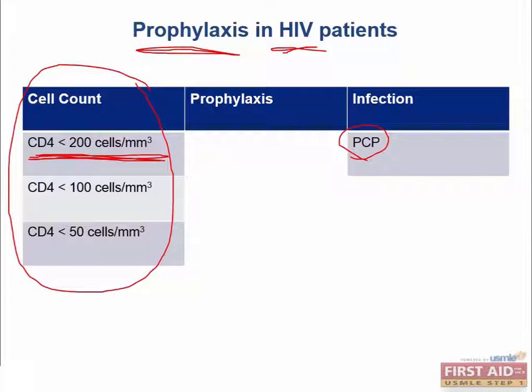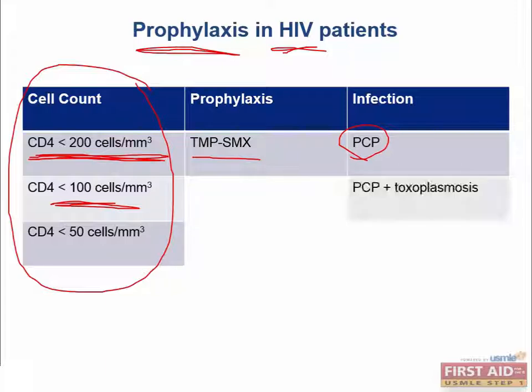And what medications can we use to provide prophylaxis against PCP pneumonia? We can give trimethoprim sulfamethoxazole. Very good. So how about in HIV patients with CD4 counts less than 100? What opportunistic infections are these patients at risk for?